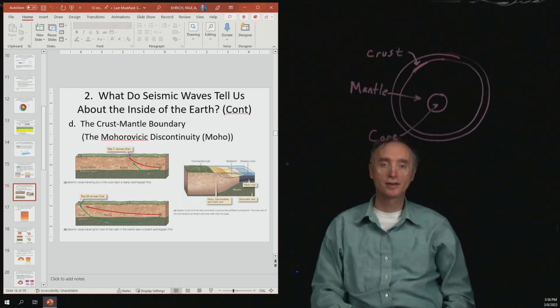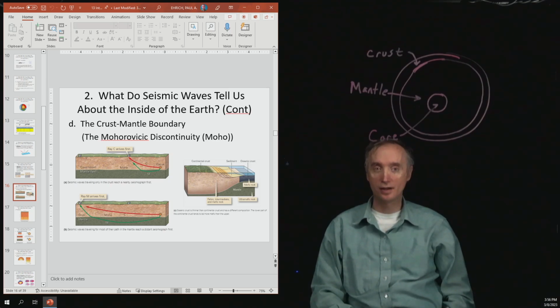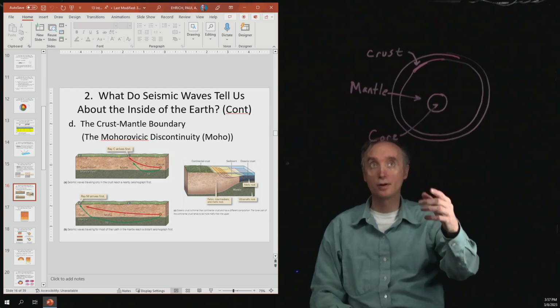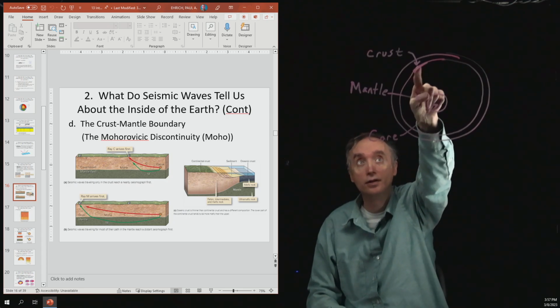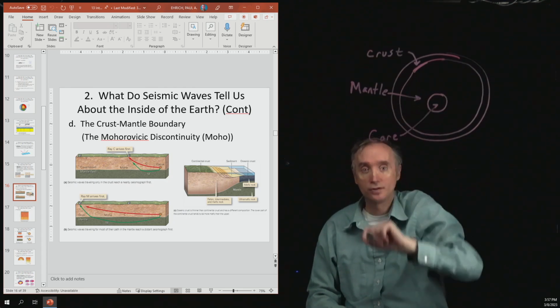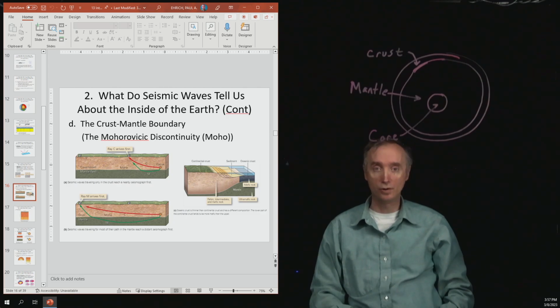Okay, in our last segment, we learned about reflection and refraction. So now we're going to put this to use in trying to discover where the boundary is between the crust and the mantle. So in our picture up here, we're trying to find this region right here between the crust and the mantle, and this is going to be called the Moho.